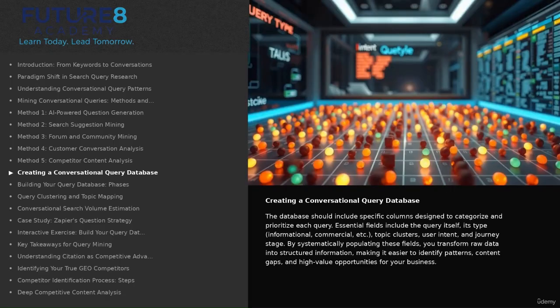The database should include specific columns designed to categorize and prioritize each query. Essential fields include the query itself, its type (informational, commercial, etc.), topic clusters, user intent, and journey stage. By systematically populating these fields, you transform raw data into structured information, making it easier to identify patterns, content gaps, and high-value opportunities for your business.